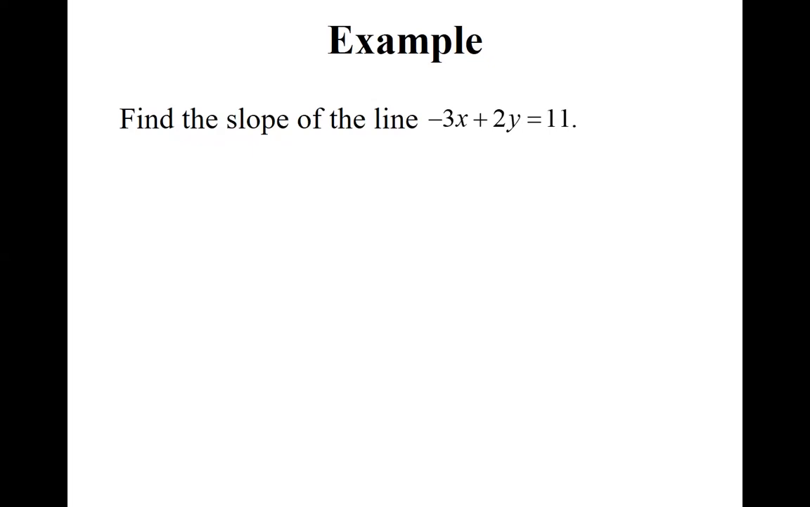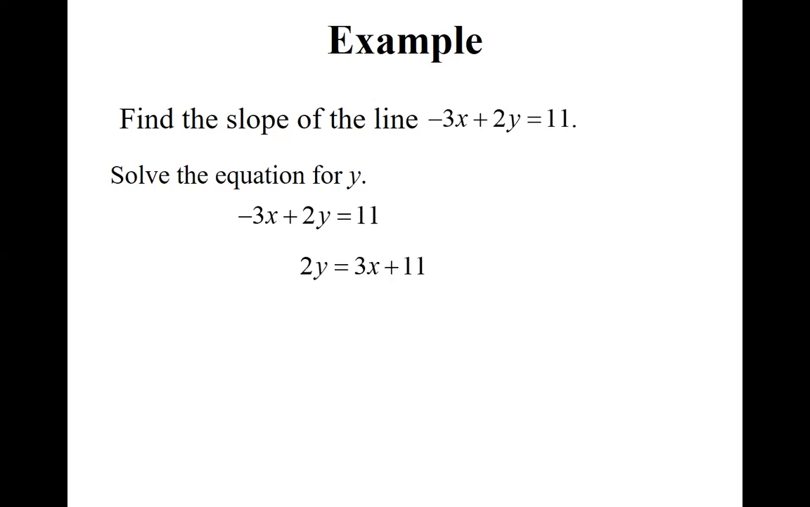So let's say we wanted to find the slope of the line -3x plus 2y equals 11. Well, we would solve the equation for y. We need to get the y by itself, which means we need to get the positive 2y by itself, which means we need to get rid of minus 3x. We get rid of minus 3x by adding 3x to both sides. That leaves us with 2y on the left and 3x plus 11, or 11 plus 3x on the right.